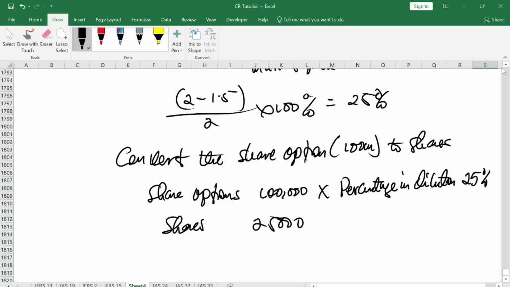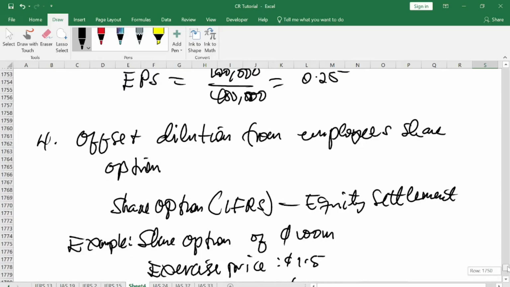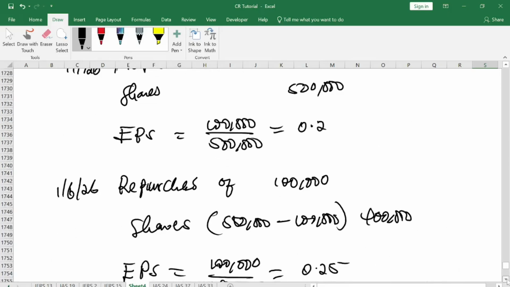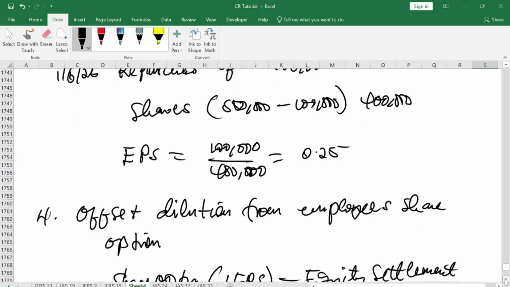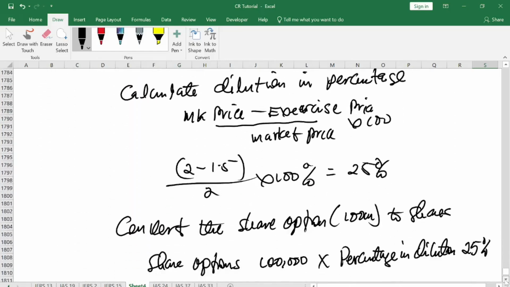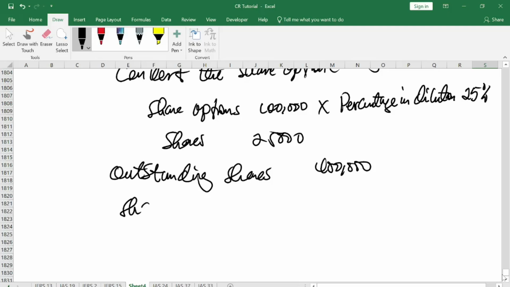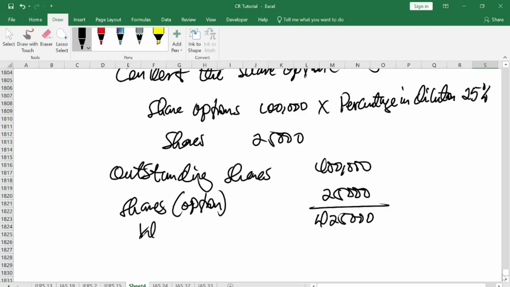So this is what is going to dilute the already existing shares. Let me use the previous example. Now let's assume after the share repurchase, we already have our outstanding shares of 400,000. Have you seen that? So you see outstanding shares of 400,000. Then you add the shares from the share option, which is 25,000. So you will have 425,000.